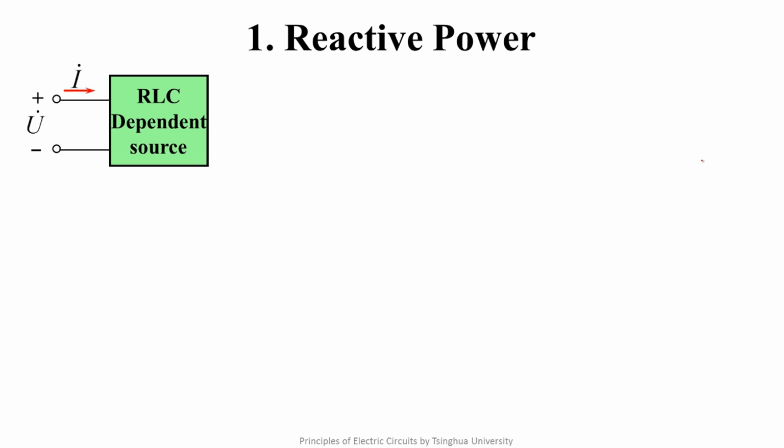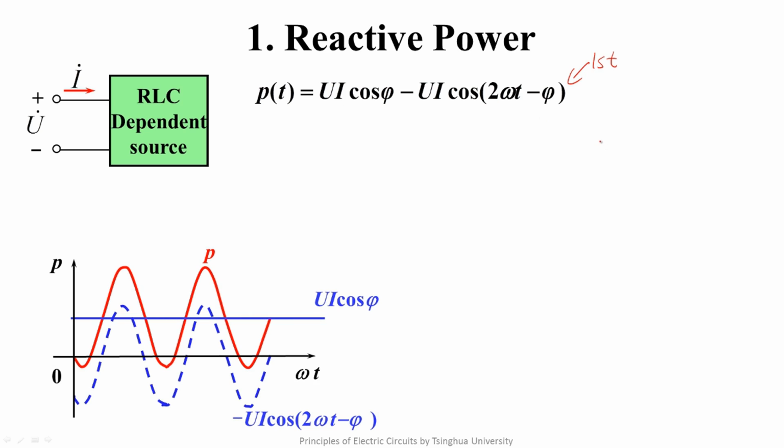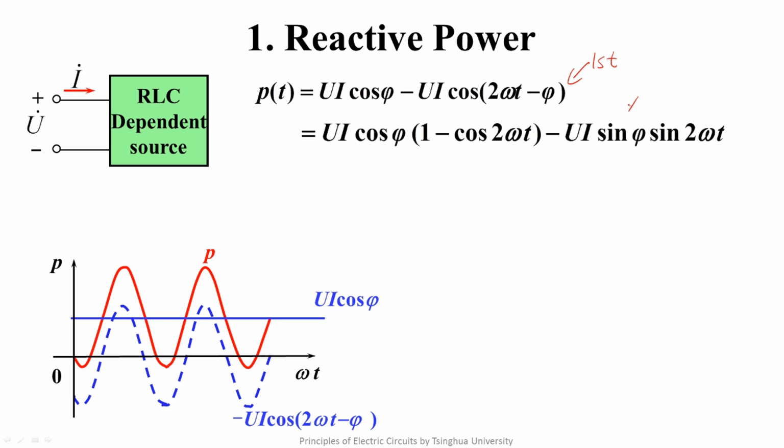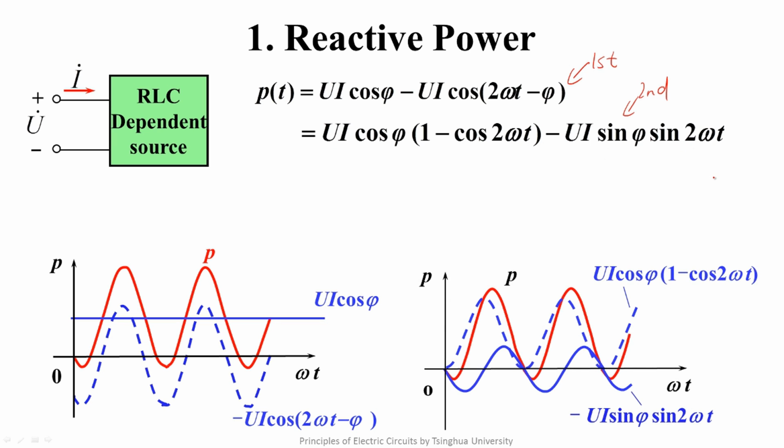We introduce the reactive power first. We have deduced the instantaneous power of the one-port network in lecture 65. It's the first expression. That is to say, instantaneous power can be divided into the constant part and the reversible part with double frequency. The waveform is like this. Then we derive the second expression. That is to say, instantaneous power can be expressed as the reversible and irreversible parts. The waveform is like this.